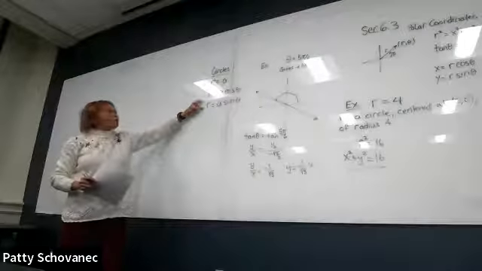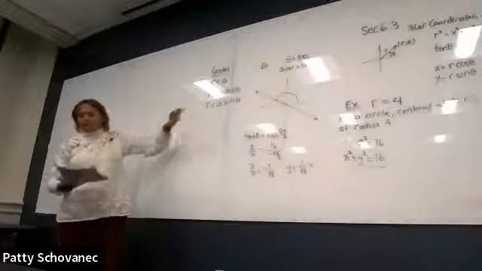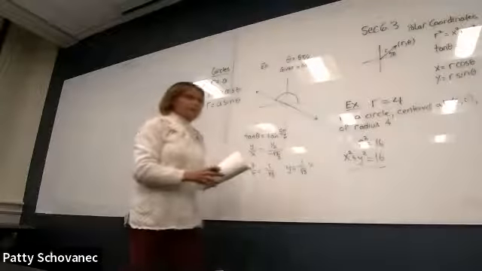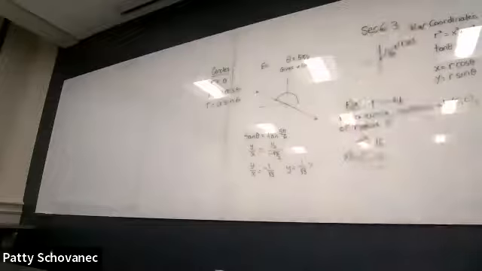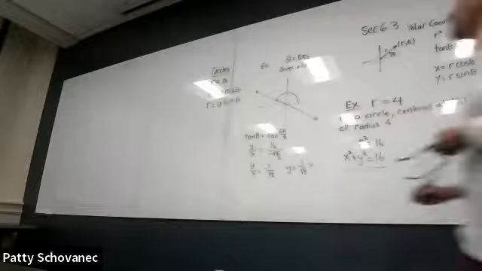Let's figure out how to graph the ones that are not centered at the origin and convince you that they're circles. So let's sketch a graph of r is equal to 4 cosine theta.